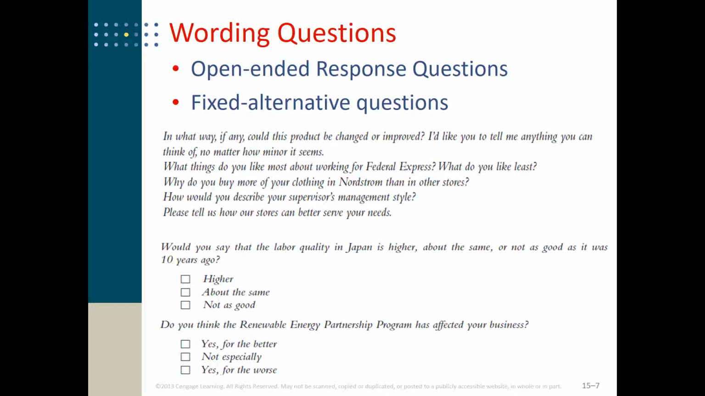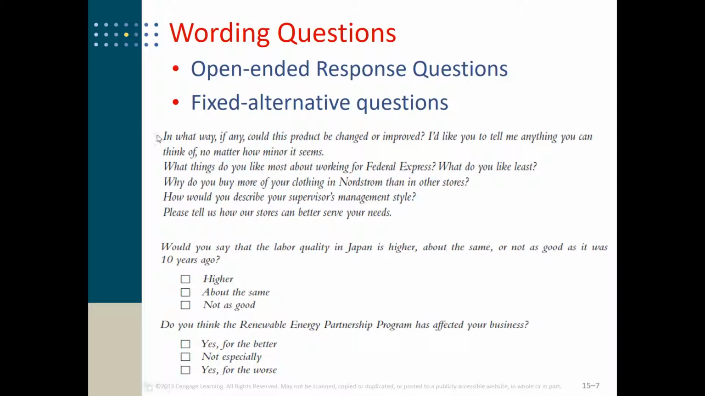Open-ended response questions, or simply open-ended questions, are such type of question that you ask a question, you provide some space, and you ask your respondents to write down their answers in their own words. So you do not provide any alternative answers. Respondents provide their own answers. On the other hand, fixed alternative questions are such that you ask a question, you provide some alternative answers, and you ask your respondents to choose one of the alternative answers.